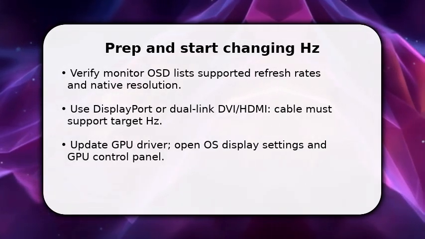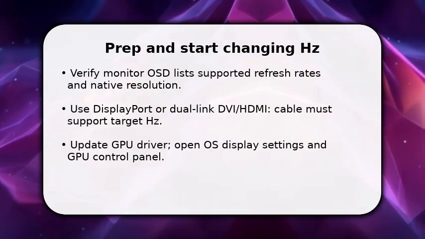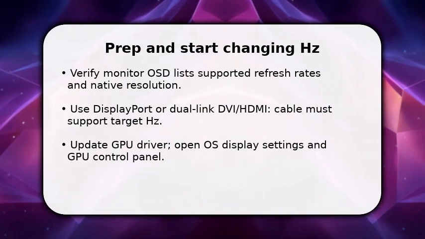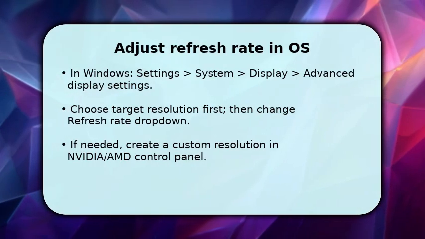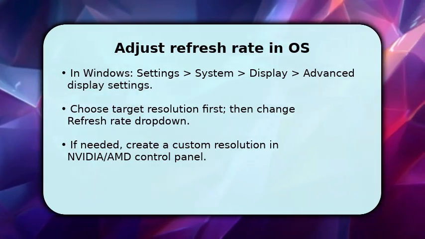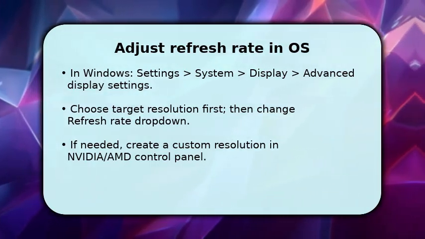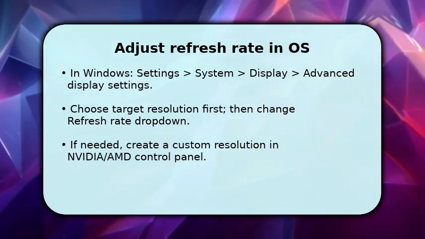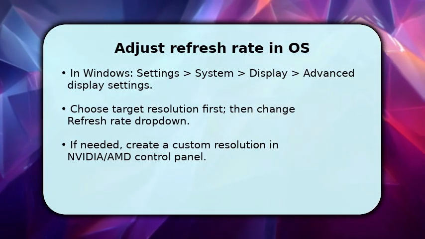Then open Windows Display Settings and have your GPU control panel ready. We move straight into changing the refresh rate so you don't waste time. You'll now change the rate in the OS and GPU panel. In Windows, go to Settings, System, Display, Advanced Display Settings, pick the correct monitor and resolution, then select the refresh rate dropdown and choose the target Hz.